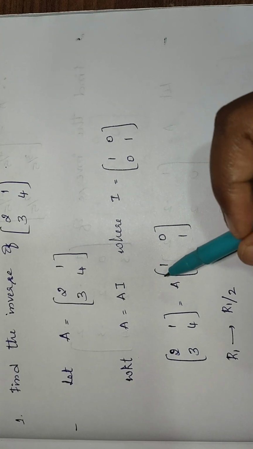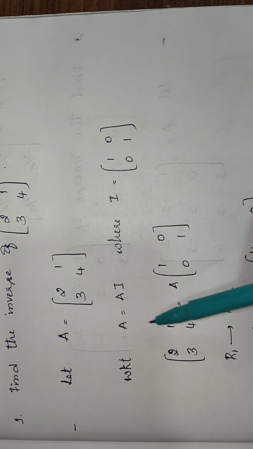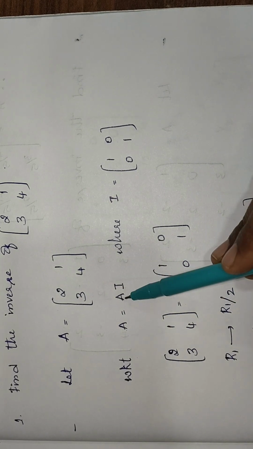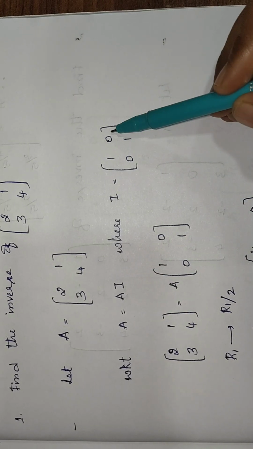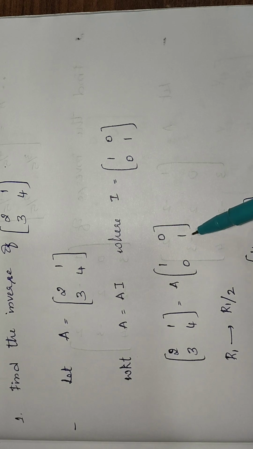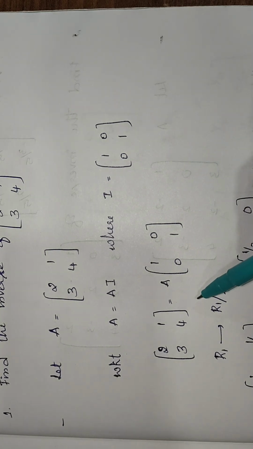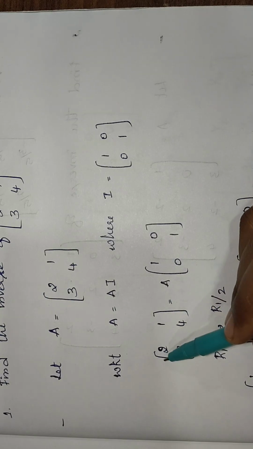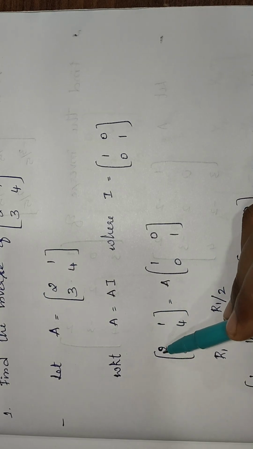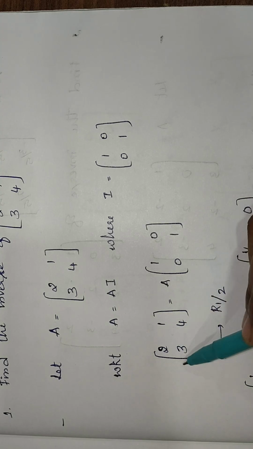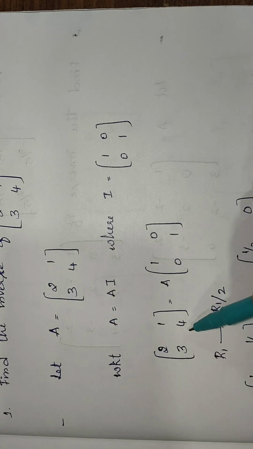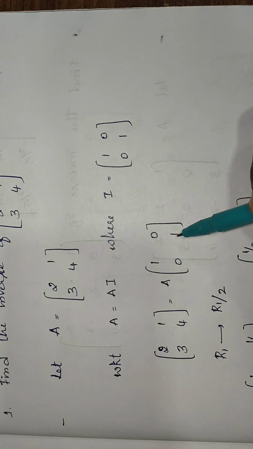So in the next step, I am taking this A in this place, and here I am writing this A as it is, and this I am writing here, 1 0 0 1. Here we'll reduce this to identity matrix, that is we'll make this 1 0 0 1, and whatever transformation you apply for this to make it an identity matrix, the same row transformation you will apply for this also, in each step.